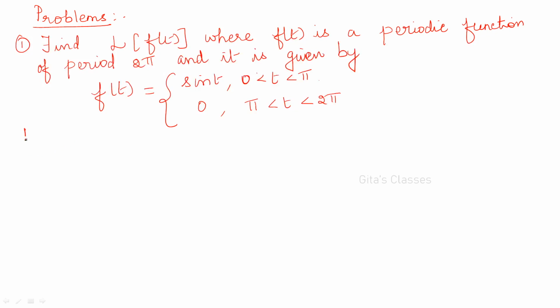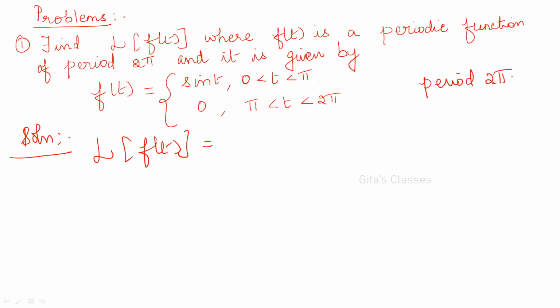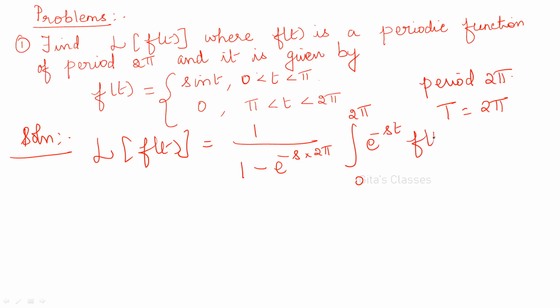Okay. So now let us find out the Laplace transform of f of t. So L of f of t is equal to, because it is a periodic function of period 2 pi, that is capital T, in the place of capital T I have to write 2 pi. So 1 by 1 minus e power minus s into capital T is there, no? In the place of capital T, I am going to write it as 2 pi. Integral 0 to T is the formula. So here 2 pi, so 0 to 2 pi e power minus st into f of t dt.